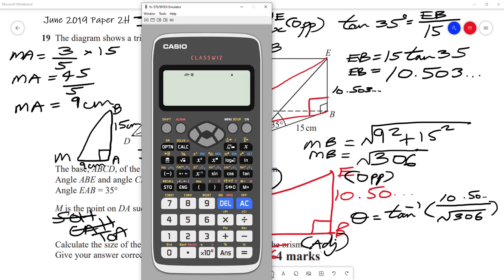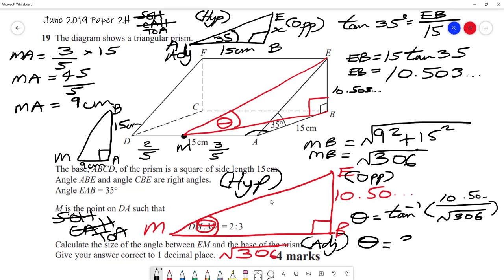So now I can get my calculator out. I'm going to go back and work out what 15 times tan 35 was. So now I've got the true answer there. So now when I work out the angle, press shift and tan, press the fraction button, the answer key. Now press the square root of 306. Now press equals, and that will give me 30.98, but that will give me 31.0 to 1 decimal place. So that's going to be 31.0 degrees to 1 decimal place.